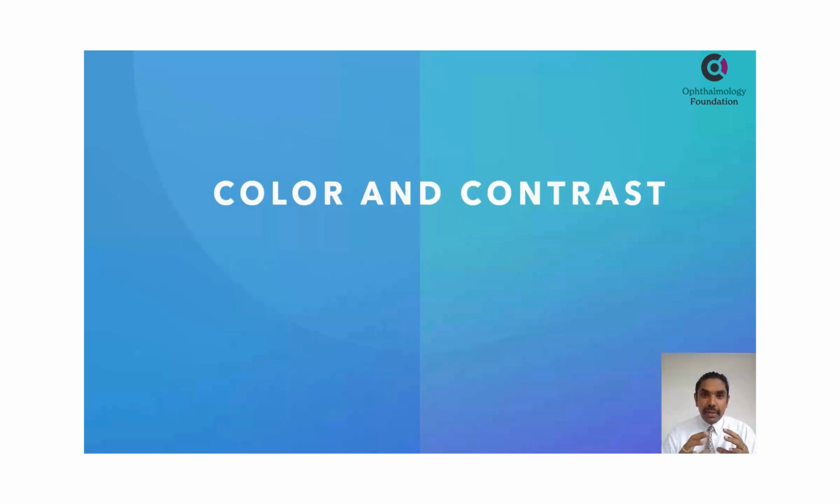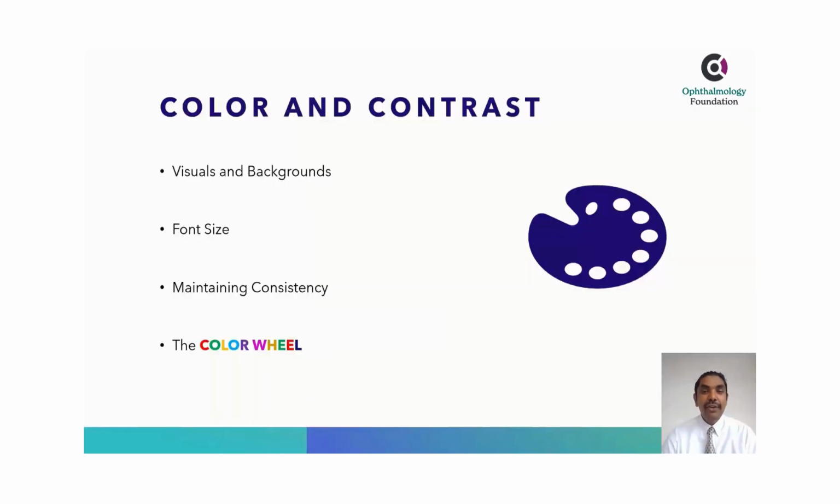One of the most important aspects of any presentation is to be able to balance your color and contrast in the talk. Visuals and backgrounds are everything. They catch the eye of the audience and keep the audience engaged. You must ensure that you have a consistent font size all throughout your presentation. And again, as mentioned, consistency is key. Remember to use the color wheel if you want to understand which colors contrast or complement each other.